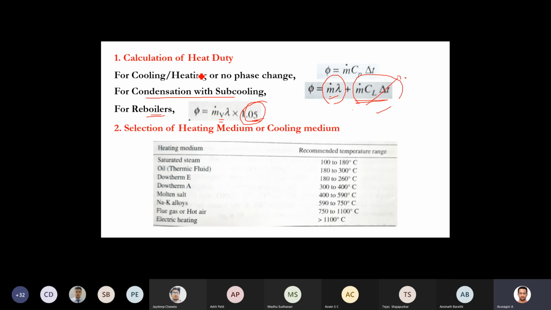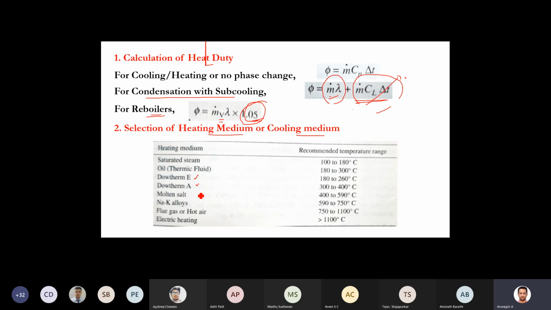Okay, so we have to account for those losses here. Once this heat duty is calculated, we have to identify the suitable heating medium or cooling medium. Heating medium means if your exchanger is designed for cooling, then you have to identify the cooling medium, because cooling means the hot fluid temperature has to be brought down. Heating means the cold fluid temperature has to be brought up. So you have to identify the heating medium. We have different types of heating medium like saturated steam, then thermic oil, Dowtherm E. These are all organic fluids.